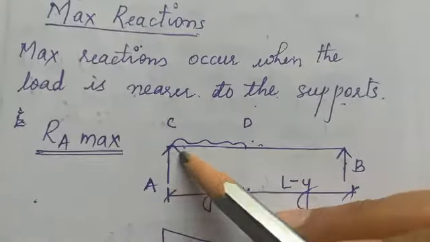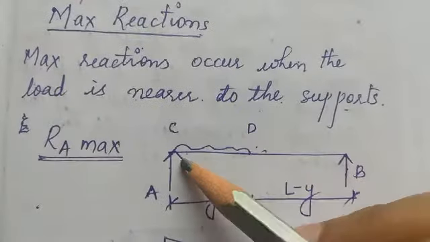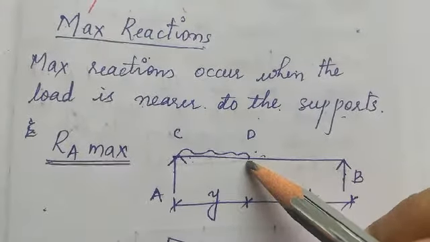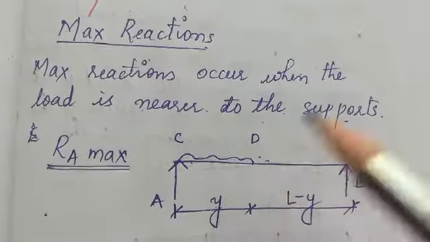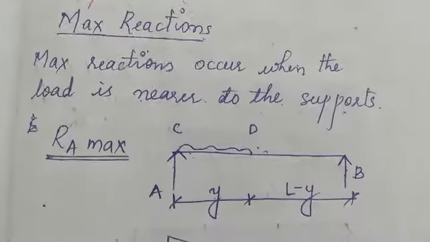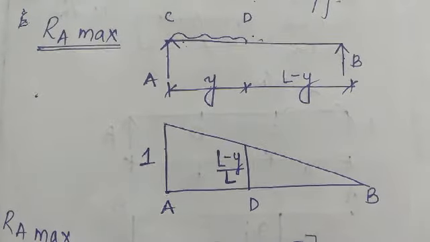So rearranging the given diagram, if I draw the point C, the tail point, at A, I get the diagram as this. That time C is exactly at A. This is the distance over which the UDL is spread out. The remaining distance will be span minus y. So once you have this, I have to draw the influence line diagram for reaction RA, that is a triangle.